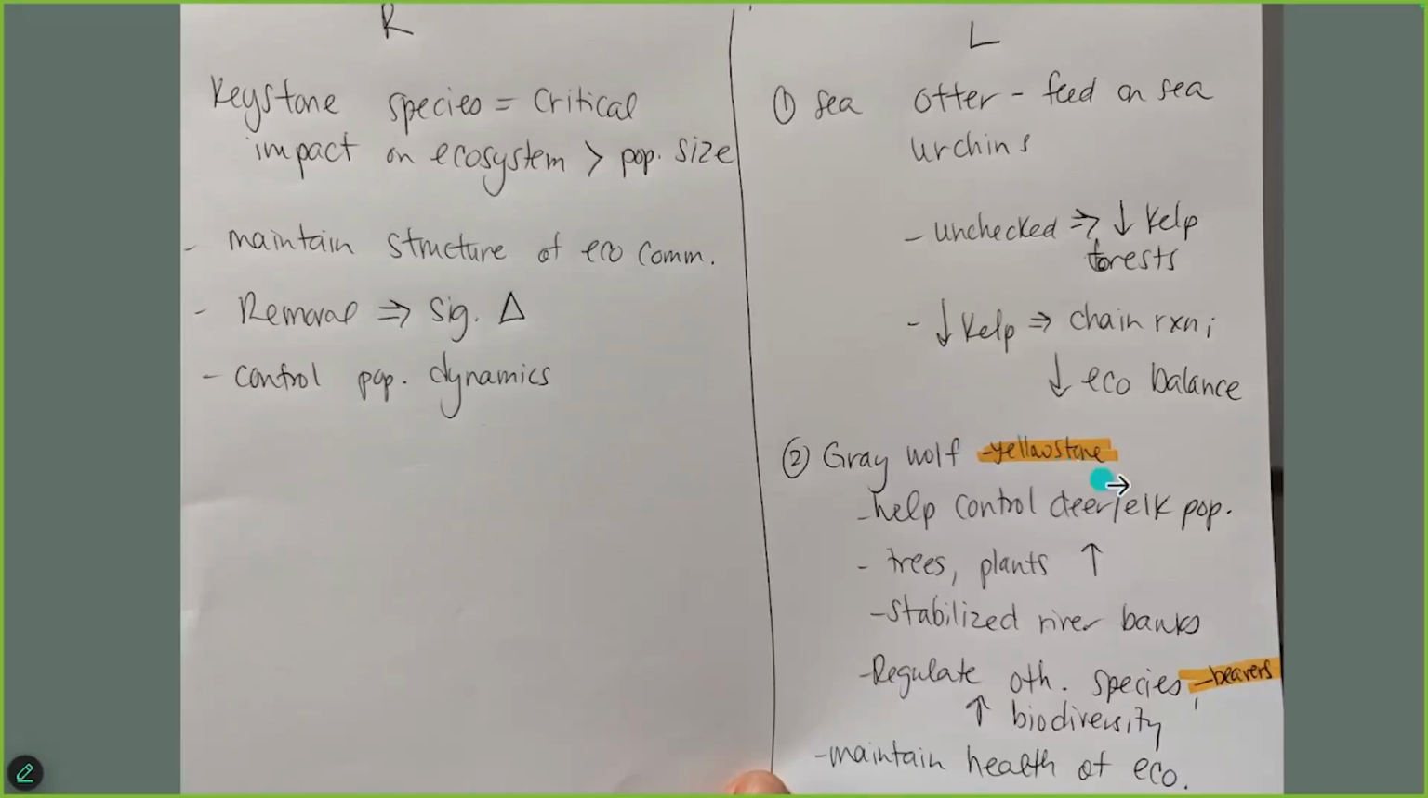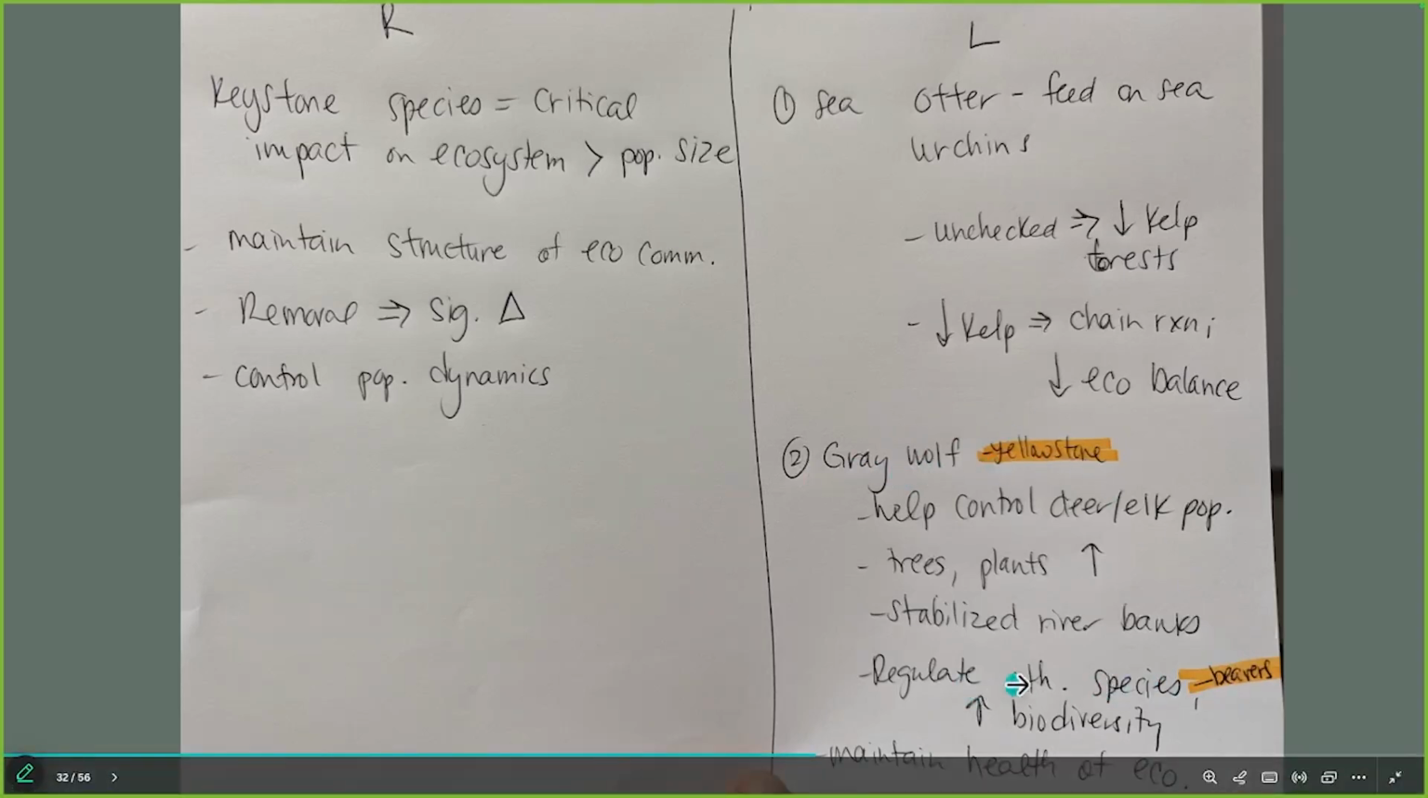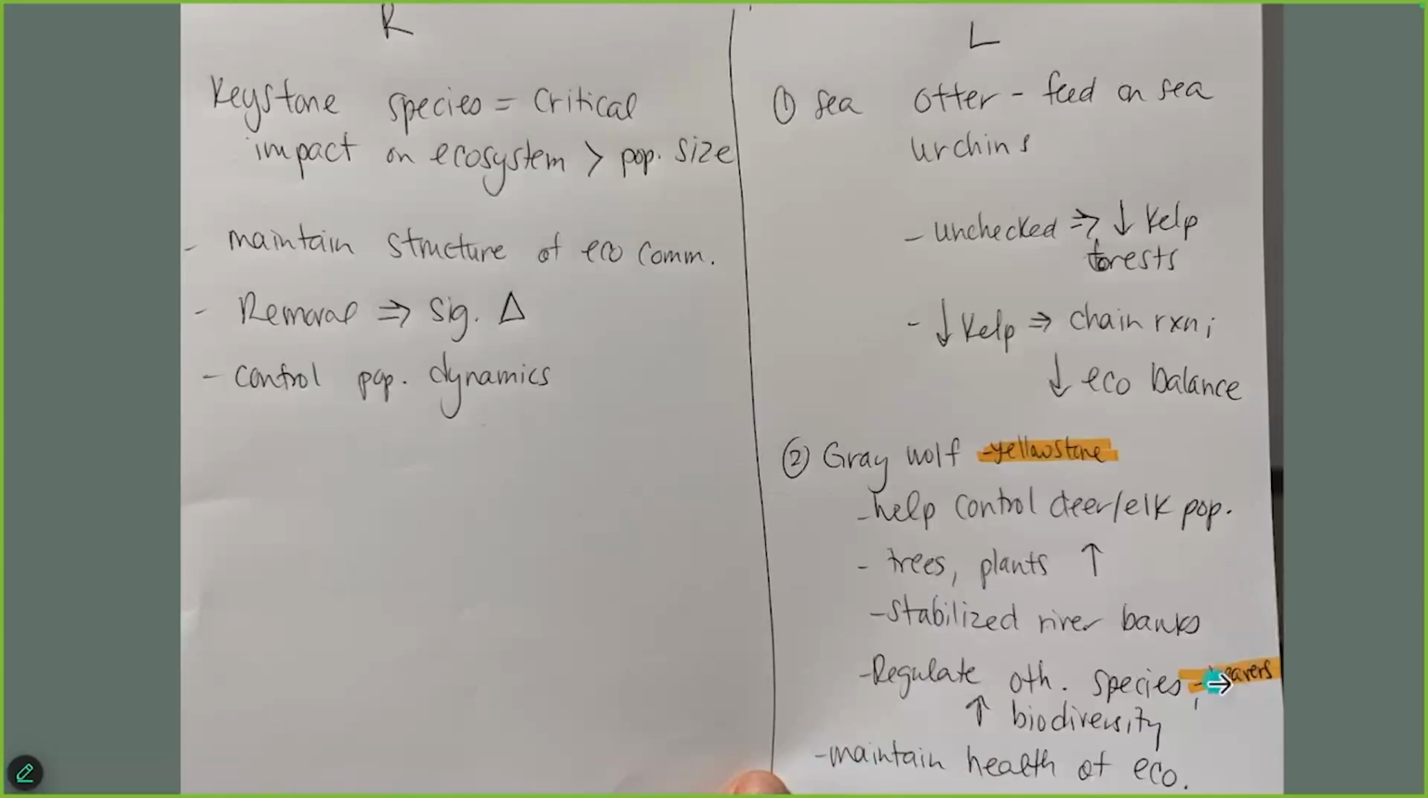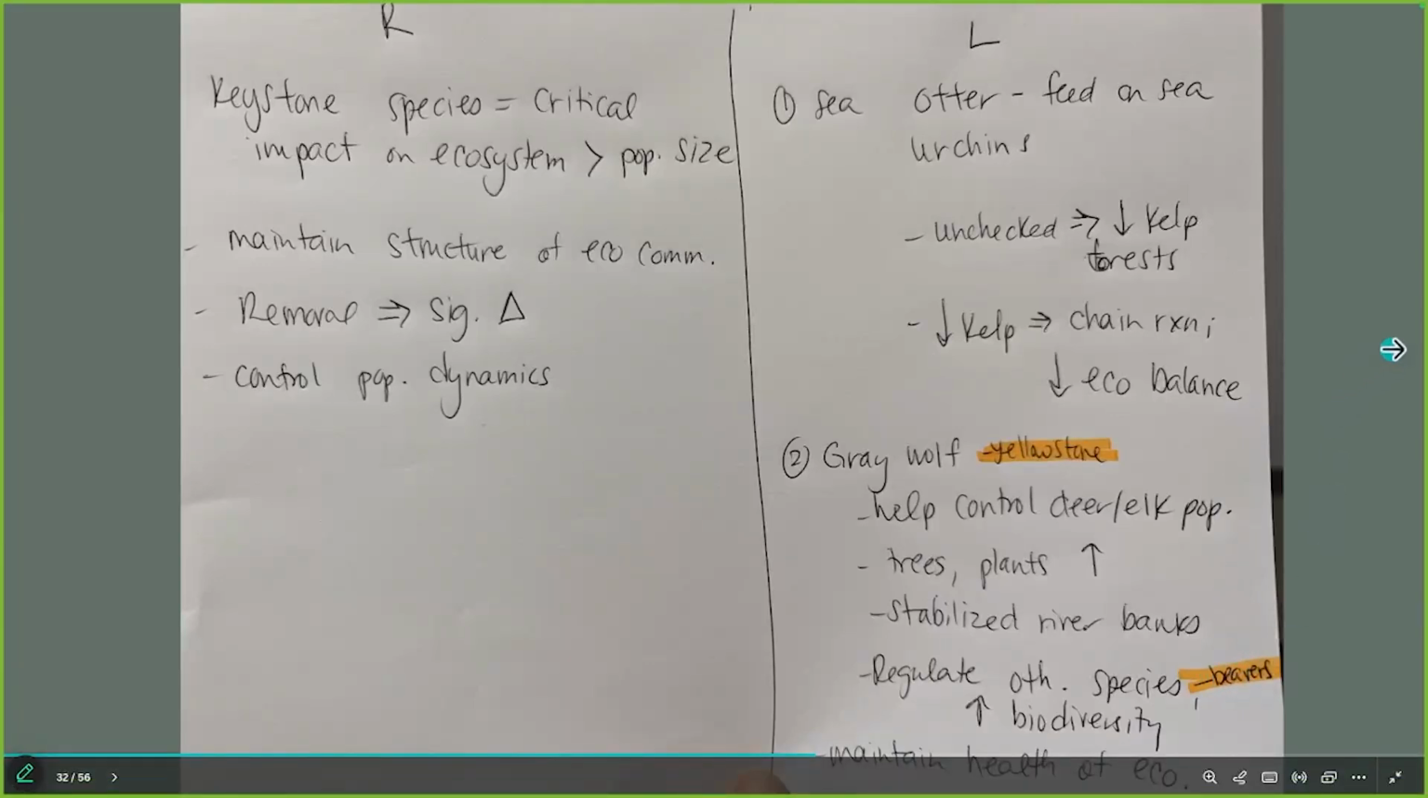Yellowstone, I just remembered that. That's the name of the national park that the gray wolf is found in. And then I thought, other species, beavers. One of those other species, I remembered, it was beavers and something else. So another supporting detail here.